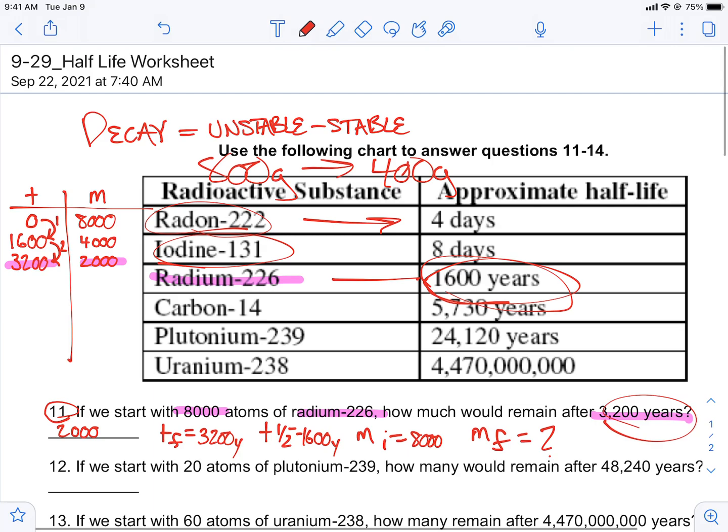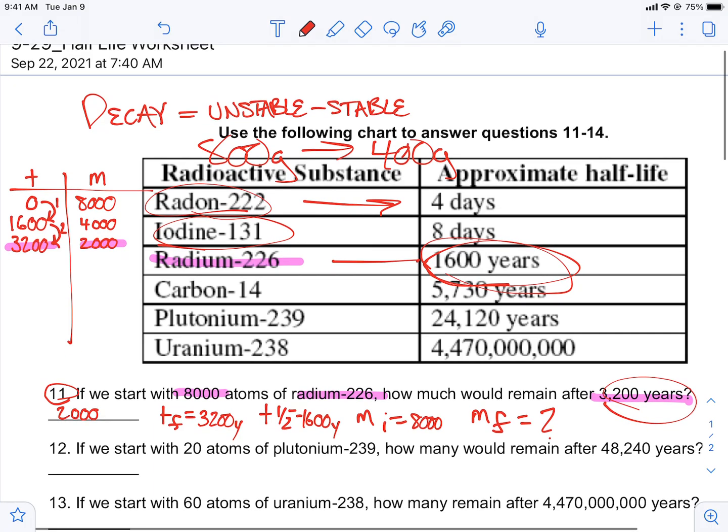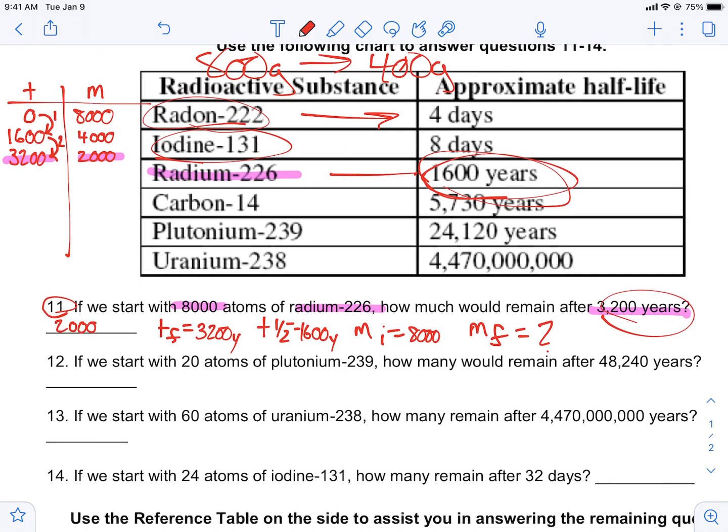So that's basically how you do a half-life problem. Now, we'll do another one just for security. So let's try a different style.